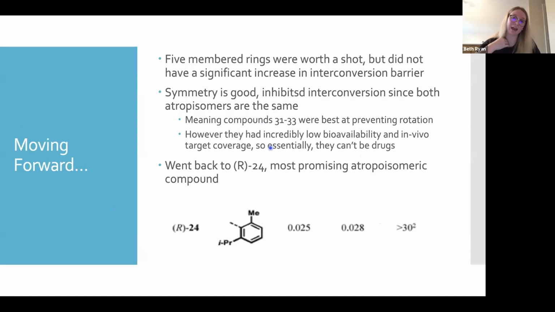But when they actually test these in terms of that larger table in the back for bioavailability and all the other different pharmacokinetic properties, they had low target coverage and extremely low bioavailability.